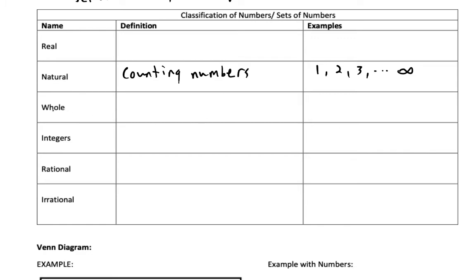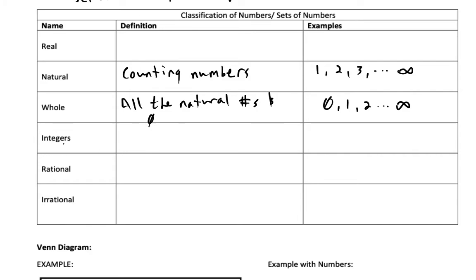Next, we're going to go to whole numbers. Whole numbers are all of the natural numbers and 0. So what would be examples? Well, we would have 0, we would have 1, 2, all the way up until infinity.